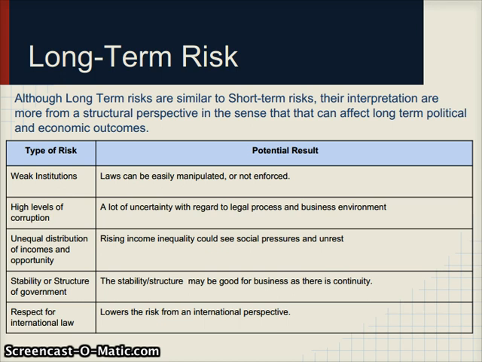Similarly, the stability or structure of government, in the sense that it could be a very stable or unstable government which continuously falls, leads to long-term political risk as there's a lack of policy formation, which is bad for the business environment. Or consider a one-party system relative to a multi-party system, where there's opposition and healthy competition for the presidency. This could all have long-term implications in terms of political and economic risk.